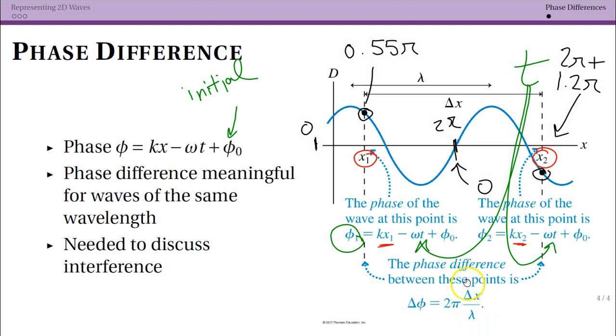And as long as you take your delta x and express it in terms of wavelength, what fraction of a wavelength it is, this will work out. And when I say fraction, again, it could be greater than 1 wavelength, as is the case up here. The reason we're going to talk about it that way is, again, when we think about interference.